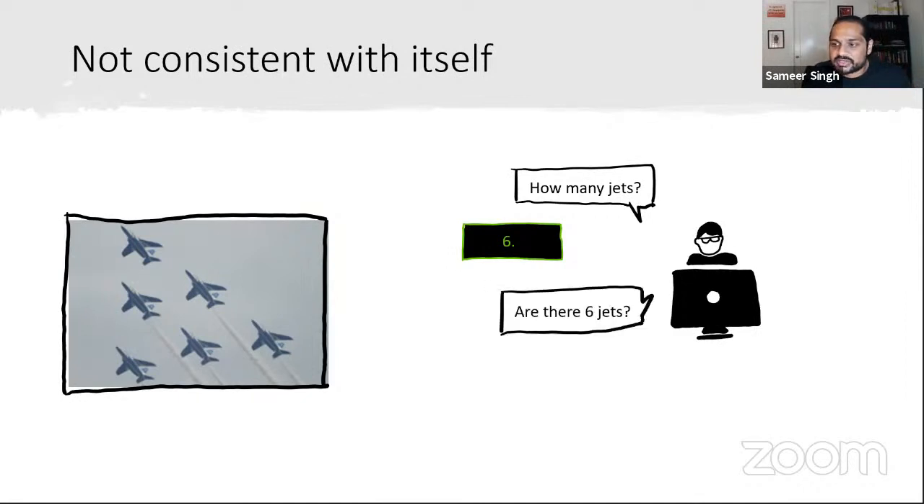But you can ask questions like, are there 6 jets? And clearly, if the first answer is correct, the model should say yes, but the model says no, right? And there are lots of examples of these kinds of reasoning. So what this tells us is that there are some problems in the way we are evaluating these things.